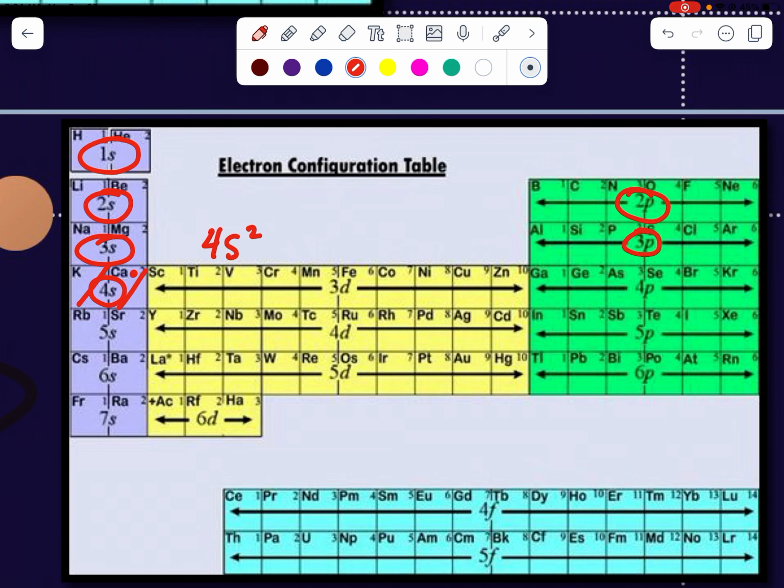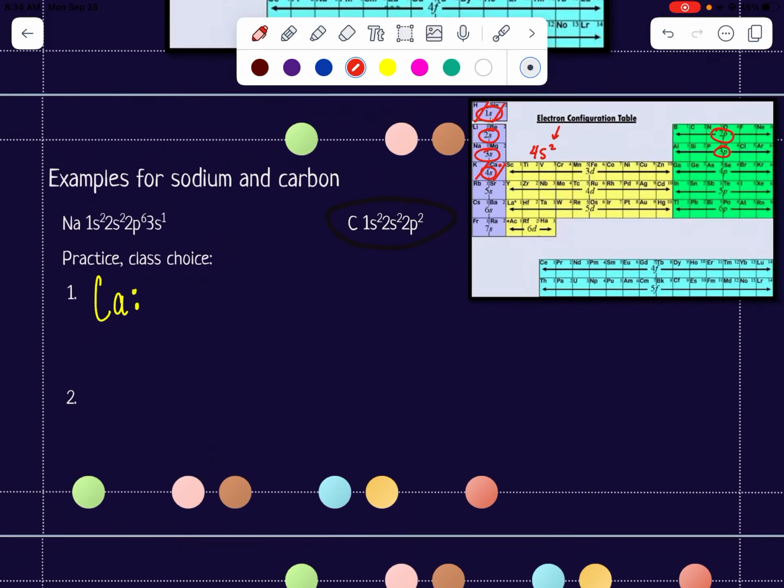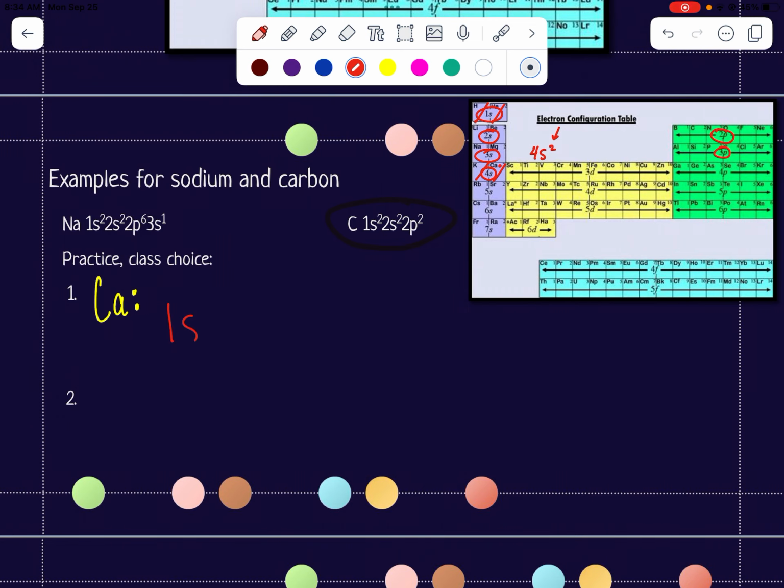So I've circled all the sublevels that will be occupied for calcium. And then we're going to include the little exponent or superscript number to say how many elements across it was, which is how many electrons are in that level. So here we go. For calcium, we're going to begin with 1s2.